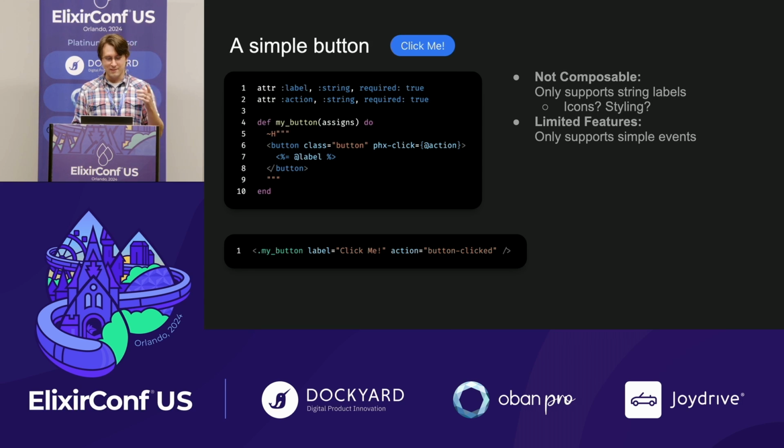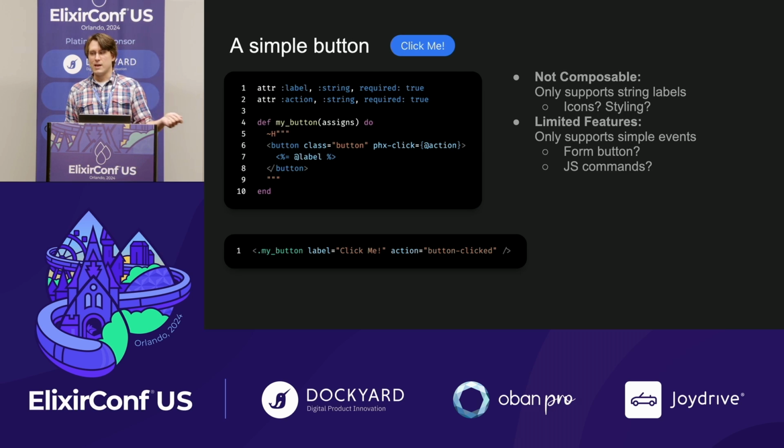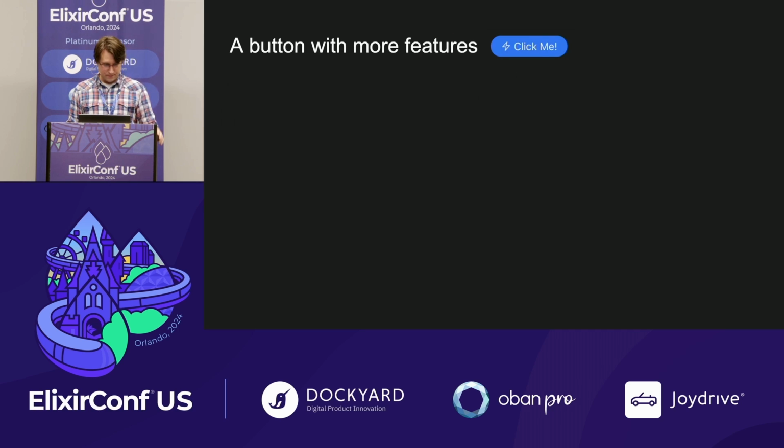It only supports LiveView right now, and it only supports being inside of a parent LiveView. What happens when we want to use it as a form button? Or what if we want to trigger JS commands, the LiveView JS module? Or what if we want to send a param to the server? Or what if we're inside of a live component? We have to attach that phx-target attribute so that the event goes to the right live component, right? And it's not customizable on top of that, right? It just has this hard-coded class and doesn't let you do anything else. So it's a good start, but let's do better. So, a button with more features.